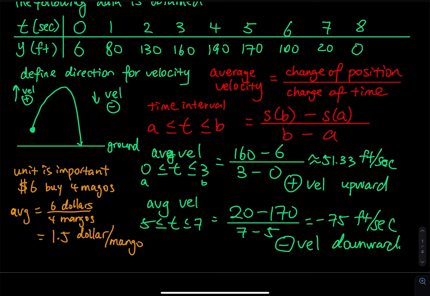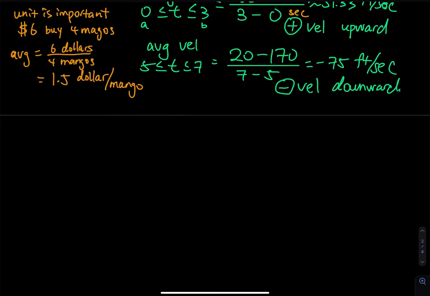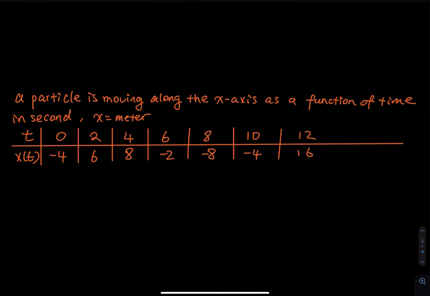So back to our average velocity. What do we have on top? The top, the 160 minus 6, this is in feet, and this is in seconds. So therefore, the unit is feet per second. Feet divided by second. All right, so clear, right? Okay, moving on. The next thing I would like to do is another example.